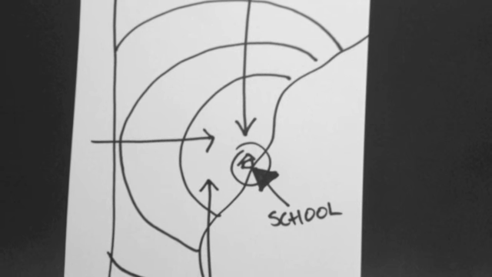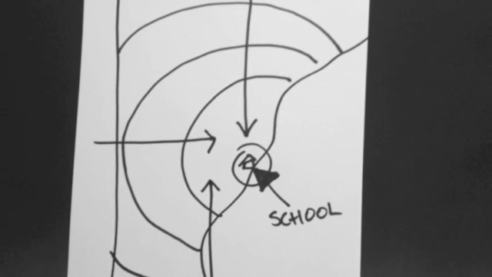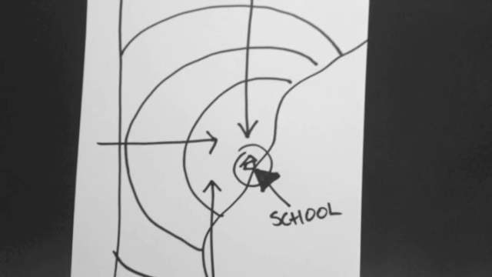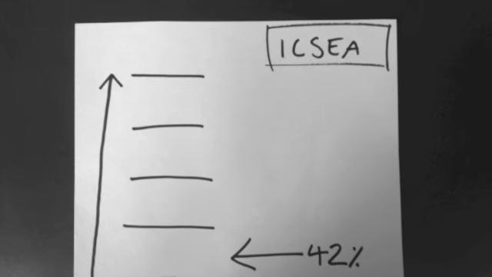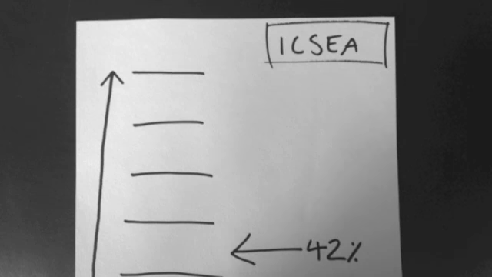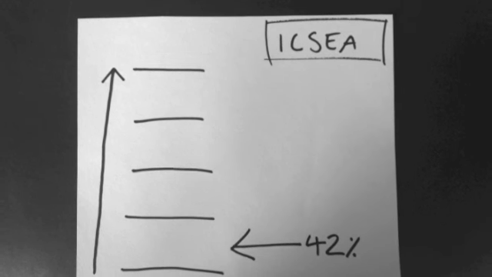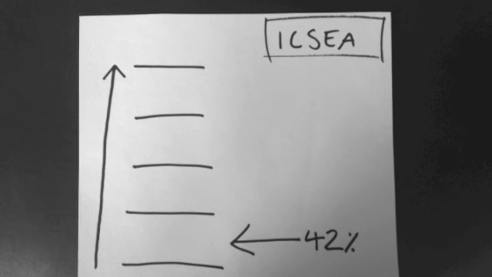As the school draws its students from the local area and the surrounding areas, the demographics of the local area may not reflect that of the student body. This is demonstrated by the school showing that 42% of its students are in the bottom quartile on the Index for Socio-Educational Advantage.